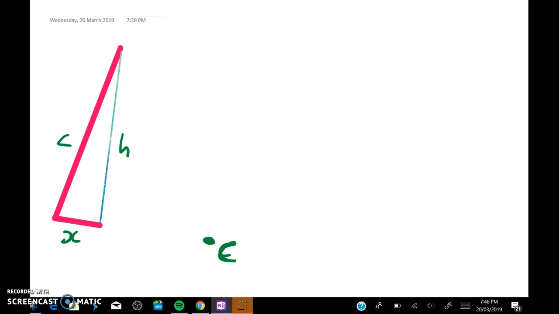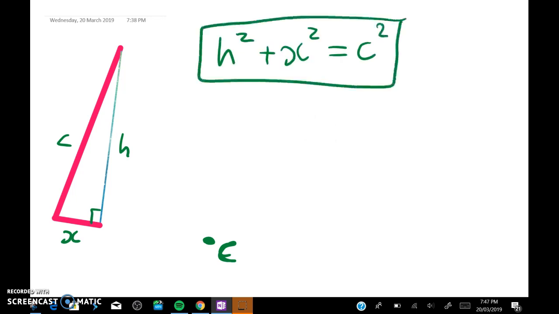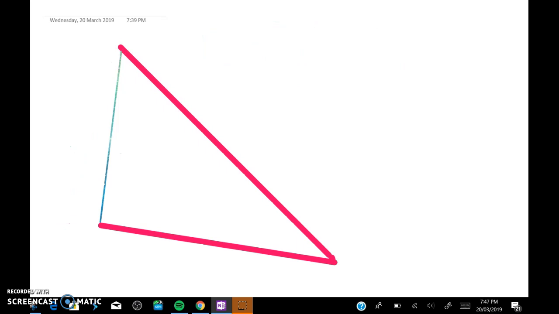So what can I say about this one? Well, it's just not that hard. We've got H squared plus X squared is equal to C squared. All right, so we're going to do that, and then we're going to park it. We're going to move on to the next triangle and do Pythagoras again. Right, so here's Pythagoras again.